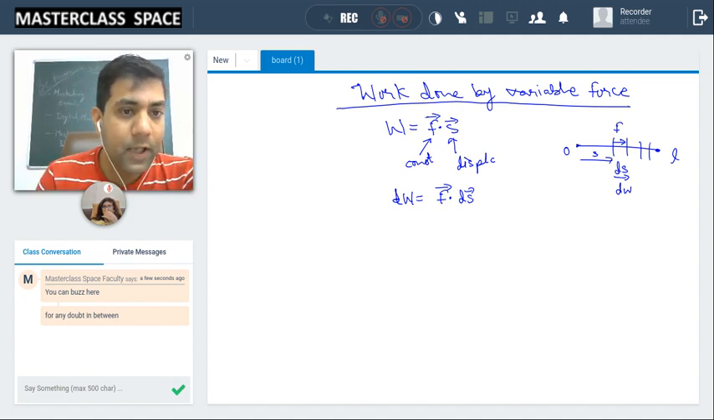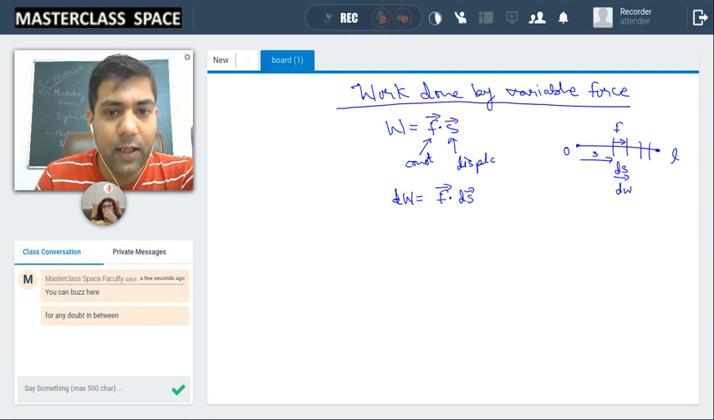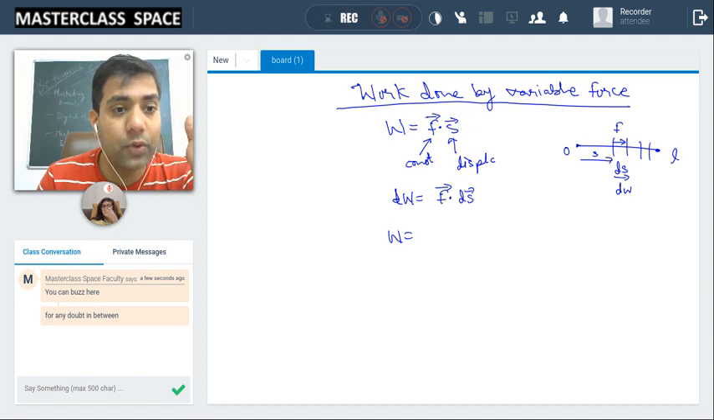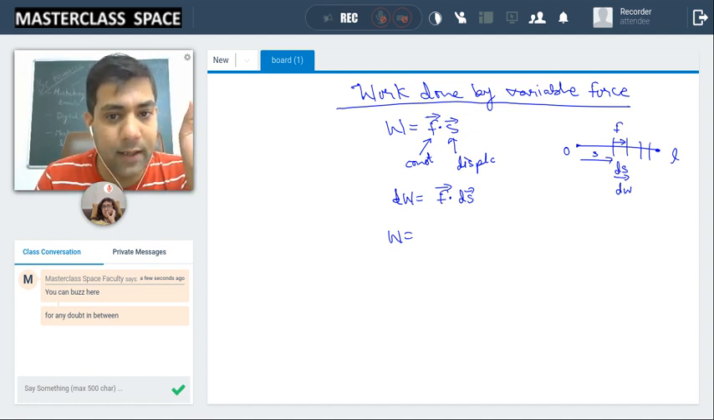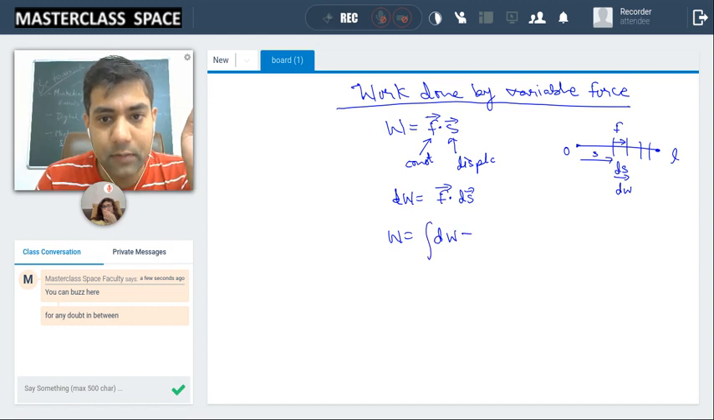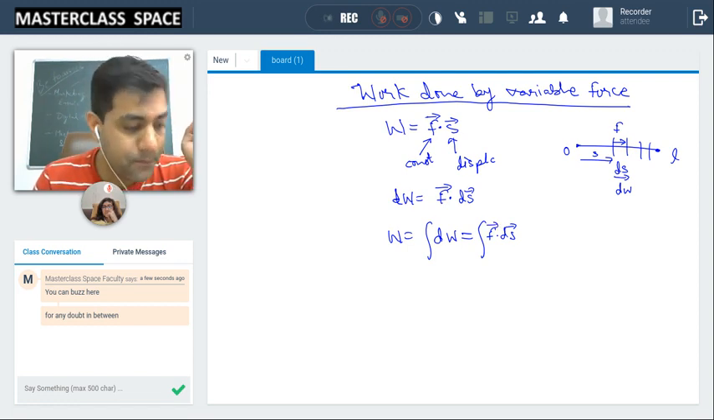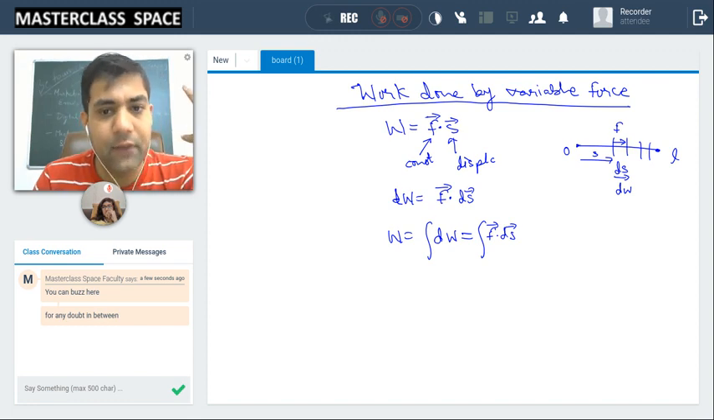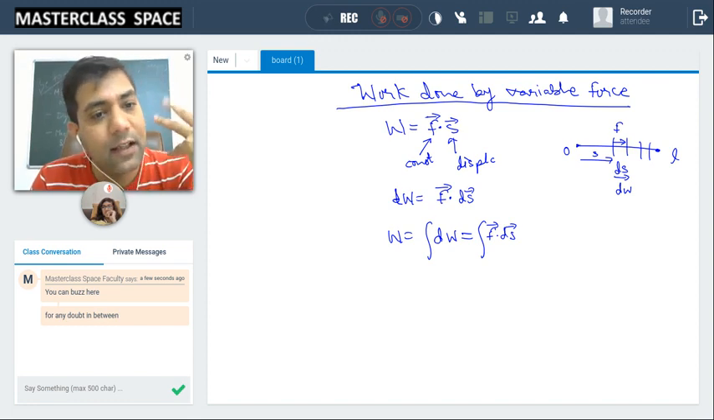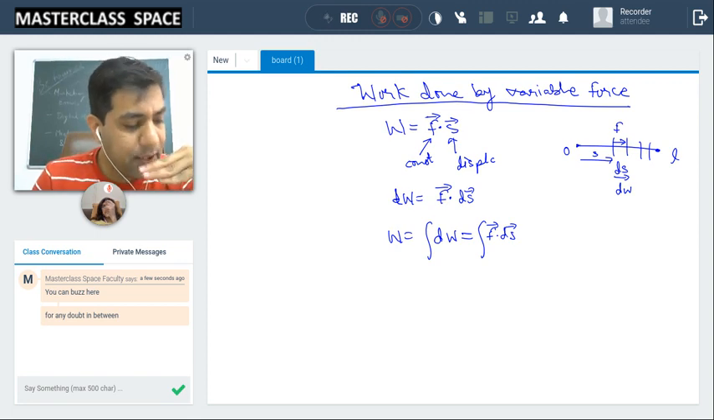In order to calculate the complete work done, I'm going to do the summation of these small work done, dW. Integration, that's going to be equal to the integral of F dot ds. Got it? This is how you do it when such a thing happens, and F must be given as some function of S, so you integrate it. This is generally what you do.